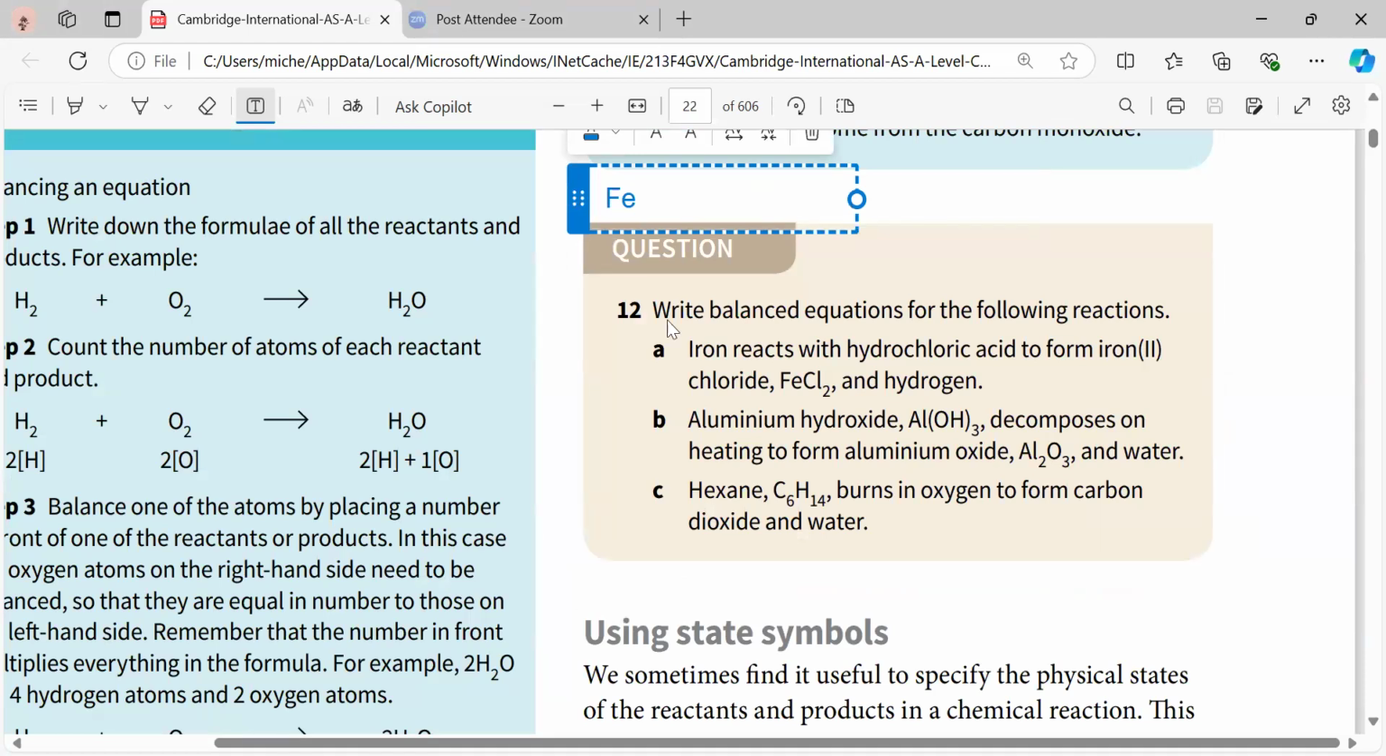Usually they will write if it's solid or not, but iron is solid, so usually a small parenthesis S. I'm going to write it down manually. And then it reacts with hydrochloric acid, meaning that it will be a plus, since it reacts with each other. So that would be HCl, which is hydrochloric acid.